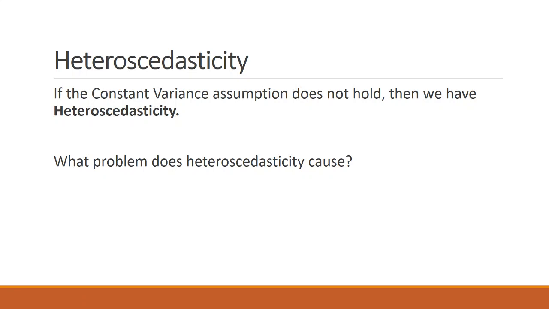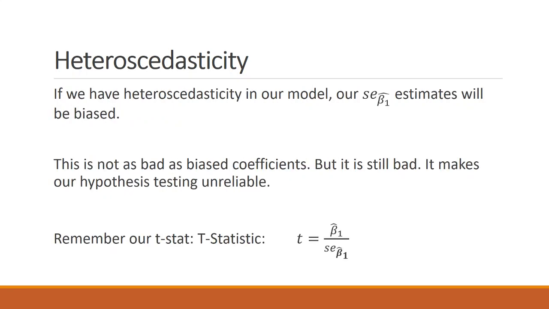So if the constant variance assumption does not hold, then we have heteroskedasticity. What problem does heteroskedasticity cause? If we have heteroskedasticity in our model, the estimates of the standard error of our coefficient will be biased.